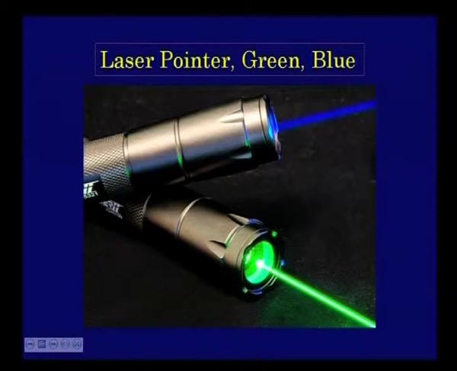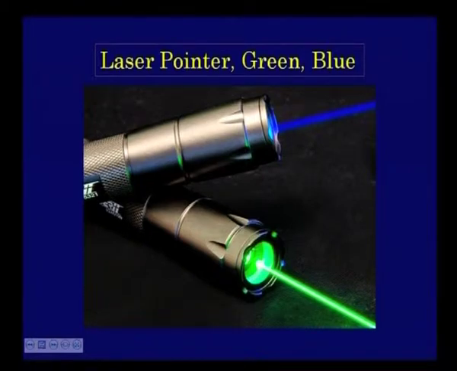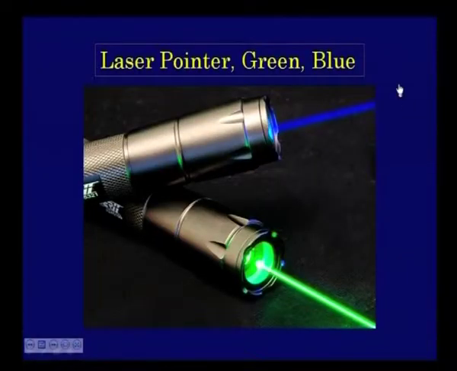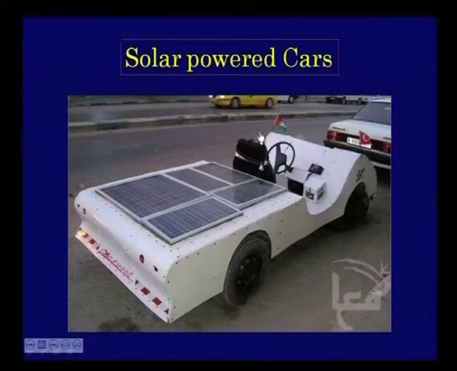You can have either green color, depending upon the energy levels, what the gas is that you are using, and depending upon the energy levels with which you are dealing, because the electron will be jumping from one level to another level, giving rise to a green line or a blue line. And so, you can have a blue laser or a green laser, you can have a laser pointer, right. And the next comes solar powered cars.